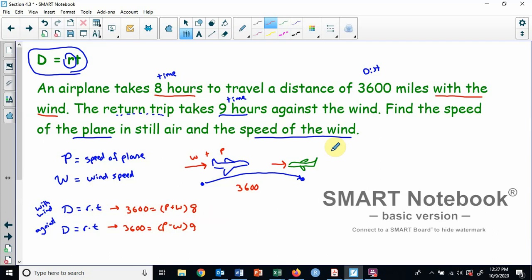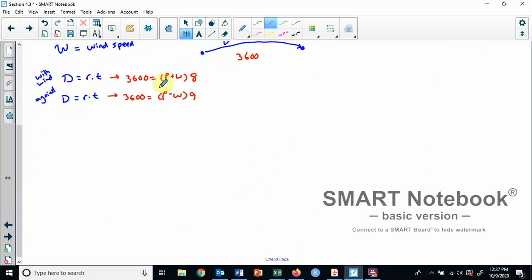So now I can pretty much ignore everything up here and look at what I have. I have a system of equations to solve. And this is actually a really easy system of equations to solve if we go ahead and get rid of this 8 and get rid of this 9. Let me write both of these with more space to work. P plus W times 8, and the other one 3,600 equals P minus W times 9. I'm just rewriting them with more space, no math yet.